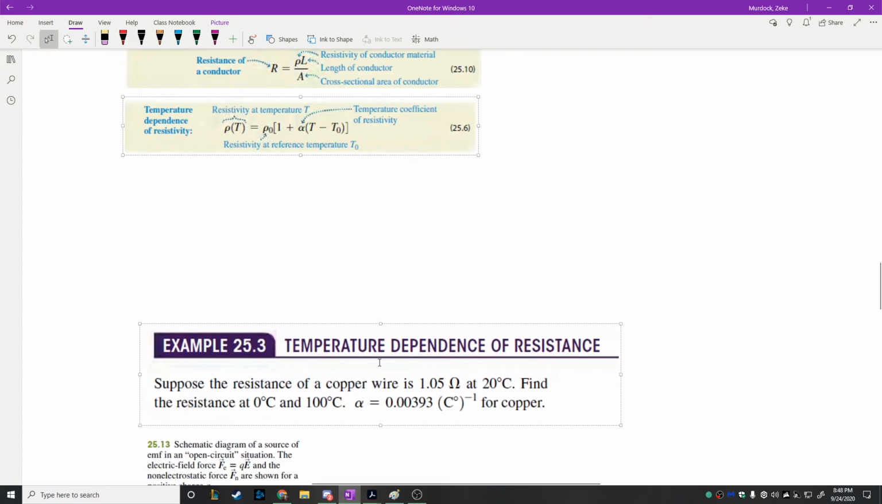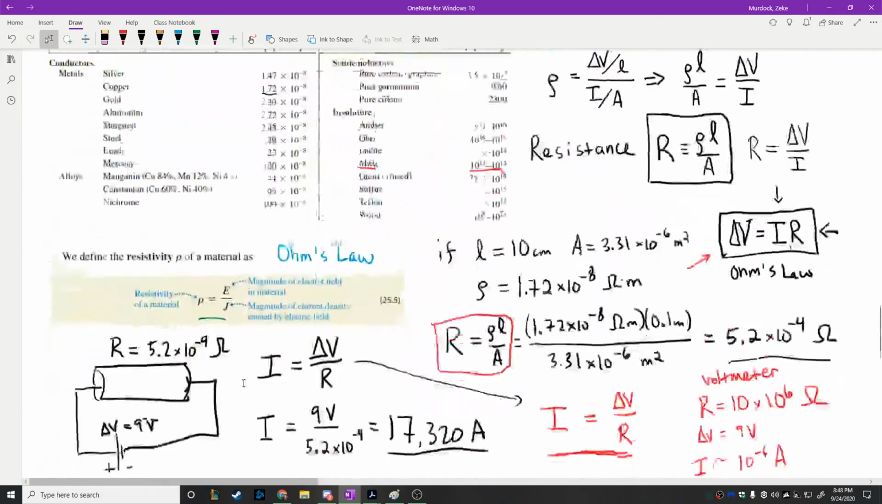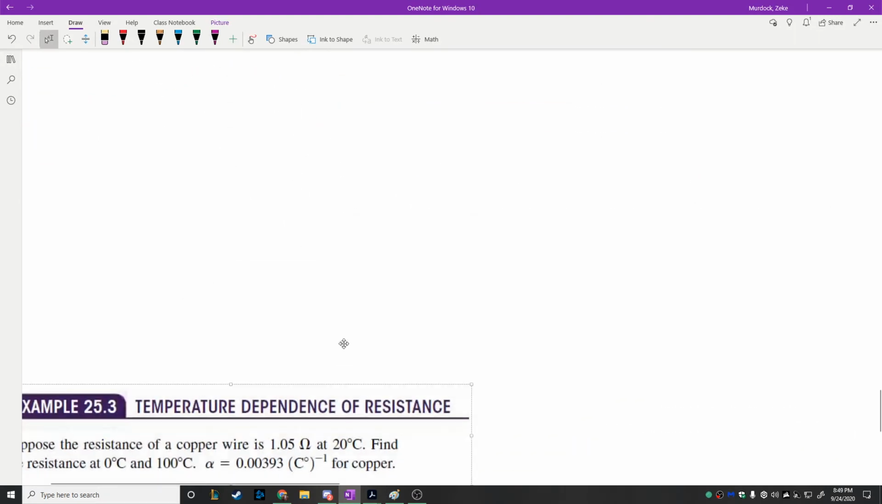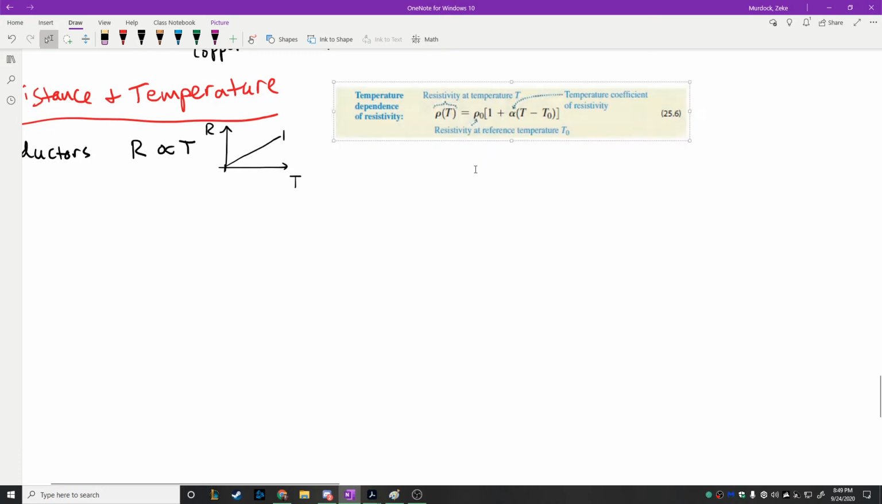Grab this, and this is the problem we're going to do later. So the relationship ends up looking like this. Resistivity as a function of temperature is given by the resistivity at some reference temperature T0 multiplied by 1 plus alpha times T minus T0. If this equation confuses you, it comes from the definition of slope. If I take rho minus rho naught divided by T minus T0, this is equal to a fixed constant that we call alpha. Do some rearranging mathematically and you will get that equation.